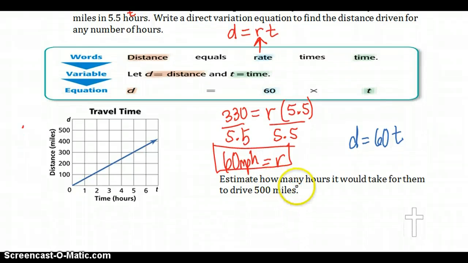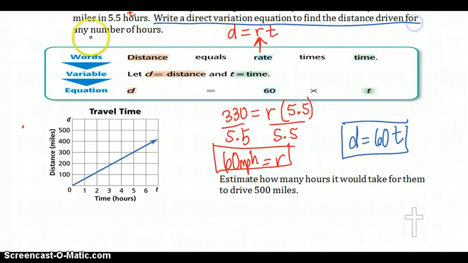That's my equation. So that's the actual answer to the problem, because it says write a direct variation equation for any number of hours, how far they will travel. And I needed first to find my r. So I used this to get the answer, d equals 60t.